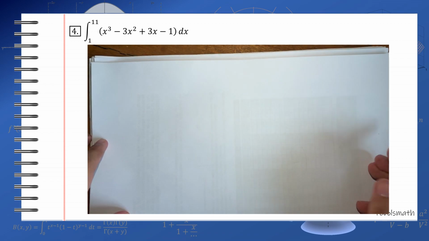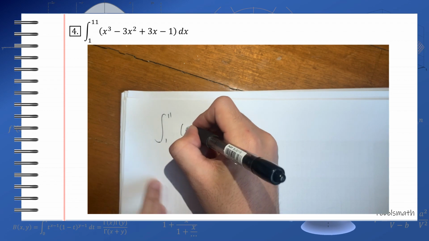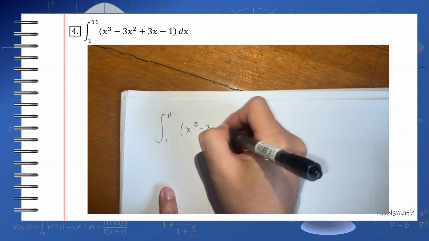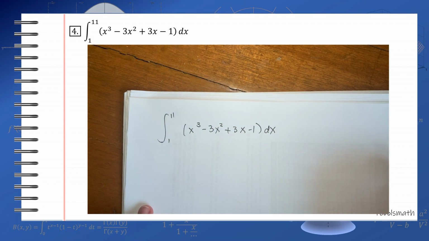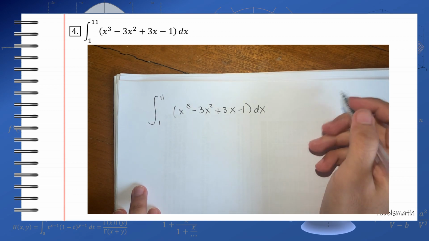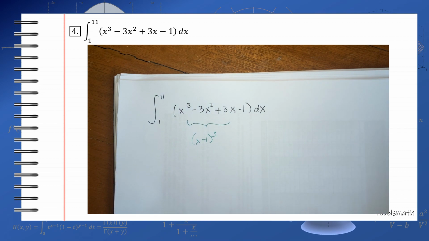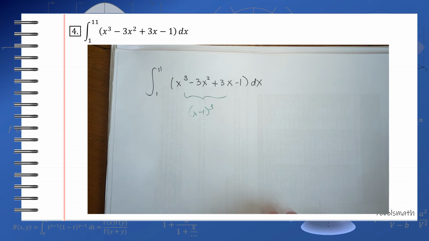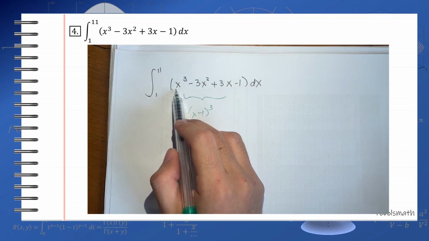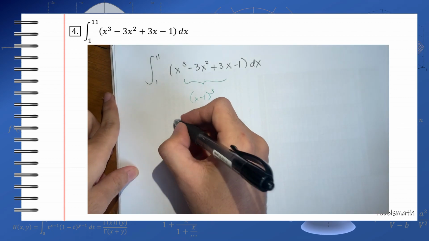Next, number 4. We are asked to find the integral from 1 to 11. It is again a definite integral: x cubed minus 3x squared plus 3x minus 1 dx. If you're quite familiar, this is just x minus 1 cubed. How does that help? Well, it helps you not to expand, or to integrate each of the terms individually. So this simplifies the process by a lot.